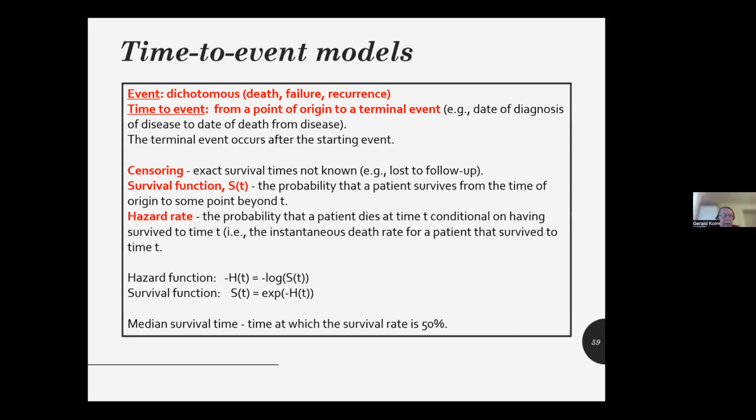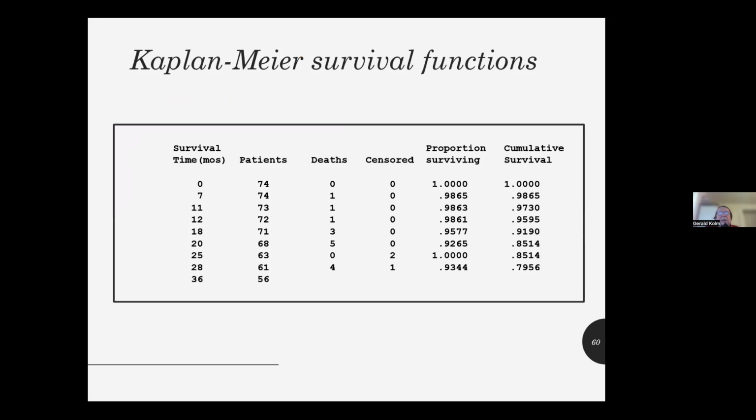Given the way in which they're related, the hazard function and the survival function, we also talk about the median survival time, the time at which the survival rate is 50%. I want to use a small example here. We're going to calculate what's called the Kaplan-Meier survival function. In other words, we're going to calculate the cumulative survival rate over our time period. We start out at time 0 and go to 36 months.